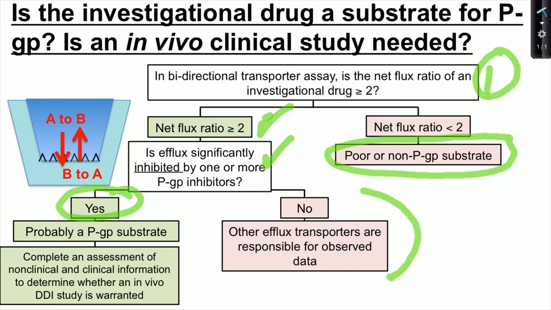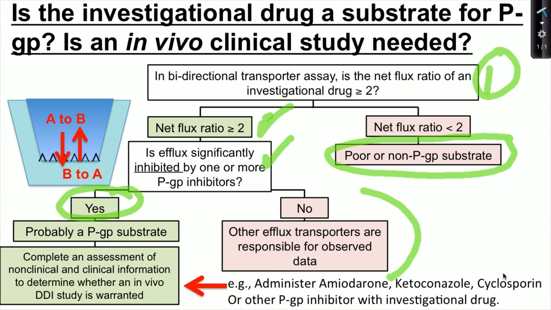PGP may be playing an important role in its absorption and may be limiting its bioavailability. There may be a need for a drug-drug interaction study. And there, the FDA gives some guidances as to what you might consider, because your drug is a substrate, right? And so now you want to administer your drug with an inhibitor of PGP and see if your drug levels go up. They might suggest giving it with amiodarone, ketoconazole, cyclosporine. It'll depend upon the therapeutic class of your molecule and other considerations, which you can work out together to plan a drug-drug interaction study. So this gives you an idea of a decision tree where in vitro information, which is much less expensive and much quicker to conduct, can provide information on whether or not to conduct a clinical drug-drug interaction study.